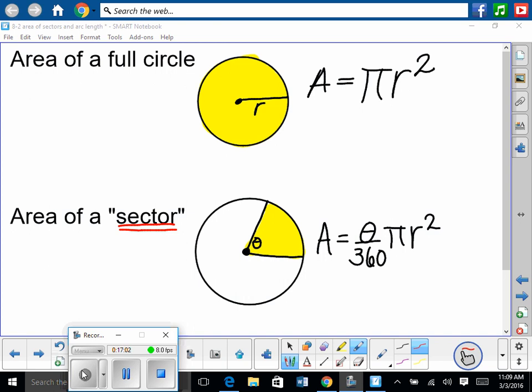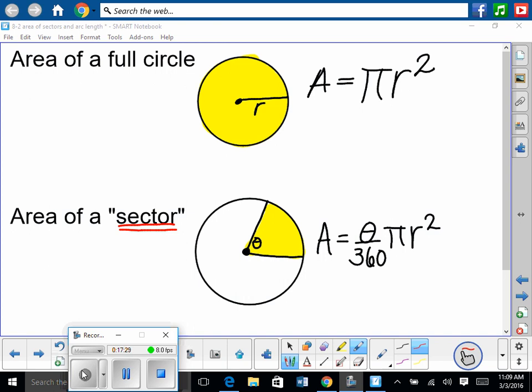So the area of a full circle is pi r squared. Pi times the radius squared. That would be the amount filled in for that particular circle. Pi r squared. So now that's not new to us, but this is new. Now we have to be able to find area of a sector. So if we have this circle, and I only want to find the area of this sector, sector just means section, okay? So I only want to find the area of this section of the circle.